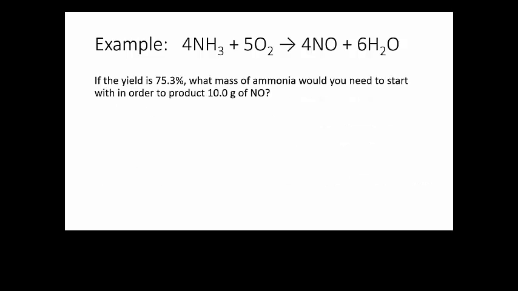So let's take this problem and see how much ammonia I would need to start with if I wanted to produce 10 grams of nitrogen monoxide. Well, I just found out that if I want to produce 10 grams of nitrogen monoxide, I really have to do my calculations as if I was going to produce 13.3 grams of nitrogen monoxide, because I'm only going to get a 75.3% yield. So do the calculation now to determine how much ammonia you will need if you're going to start with 13.3 grams of nitrogen monoxide.